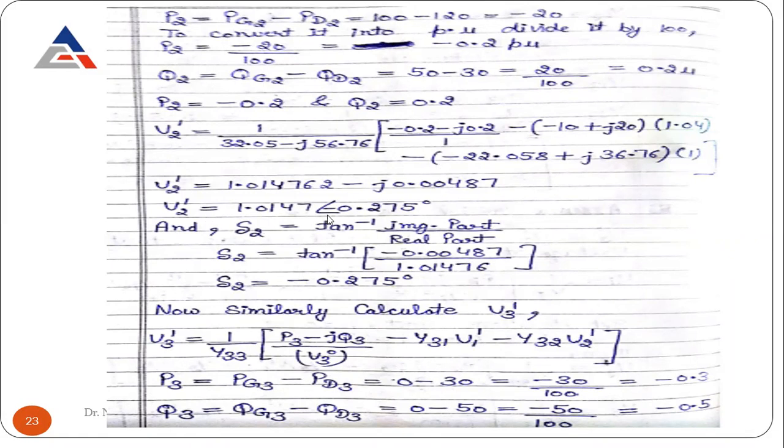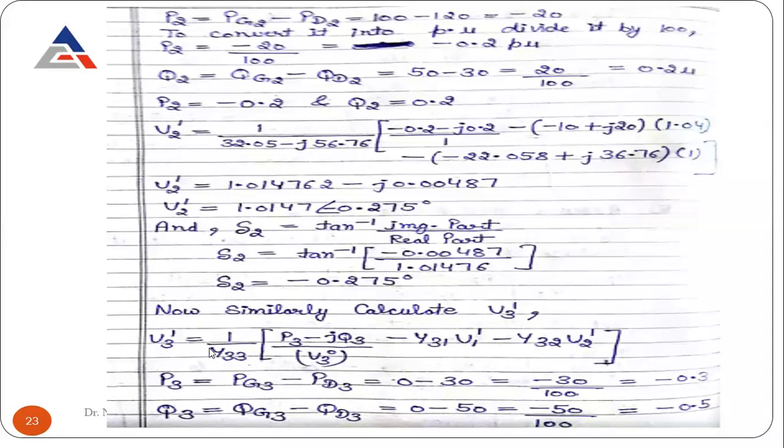Now convert it into magnitude and angular form. This comes out to be 1.0147 with angle minus 0.275 degrees. How do we calculate this angle? Delta 2 is tan inverse of the imaginary part divided by the real part. The real part is 1.014762. Just divide, take its tan inverse, and you get delta, which is minus 0.275.